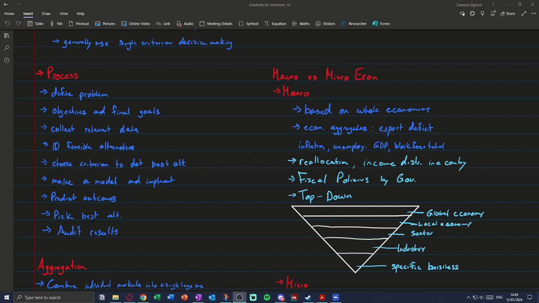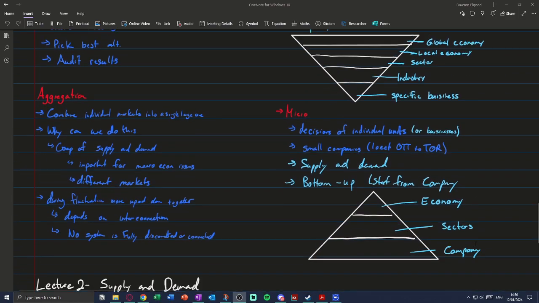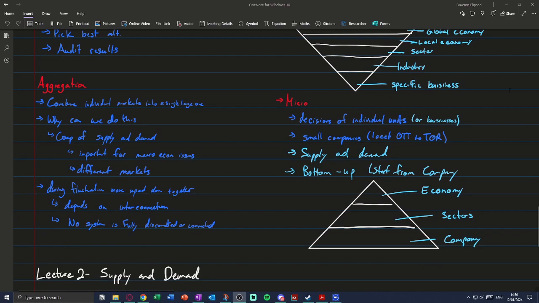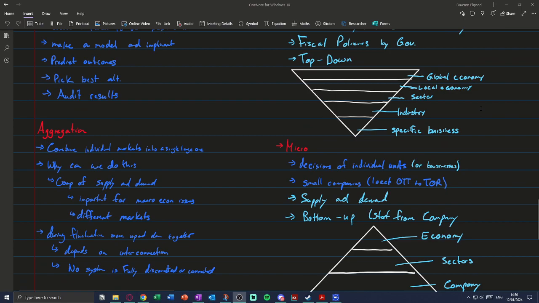When it comes to how macroeconomics works, they kind of approach a top-down policy. So when you're having issues, you start with the global economy, and then it moves down to the local economy, whatever sector you're dealing with, the industry, all the way down to a specific business. And then when you go to microeconomics, this is based on individual units or businesses. This is going to be like small companies. Think of deliveries between Ottawa and Toronto, and you don't really go much farther than that.